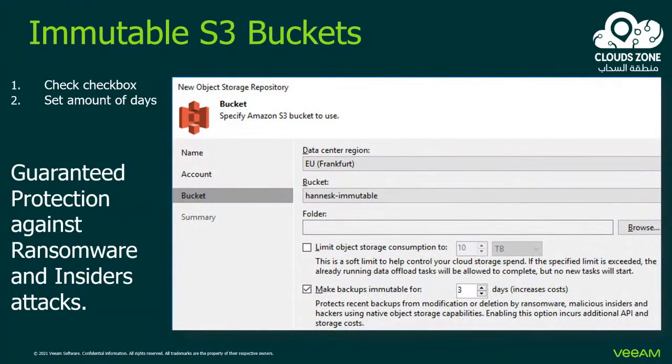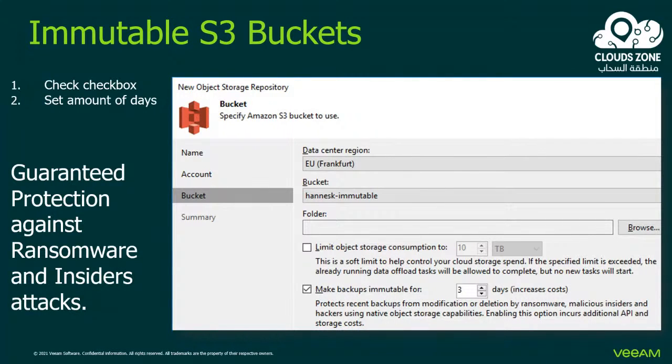In order to enable immutability on an object storage that supports immutability, this is an example from an Amazon S3 bucket. To enable immutability, it's only a checkbox that you check, and then you define the number of days to keep the backup files immutable. So those backup files cannot be changed or modified until this period of time has finished. Even the backup admin will not be able to touch them or change anything in the integrity of those backup files. So they will never be deleted, and they will never be encrypted, and so on.